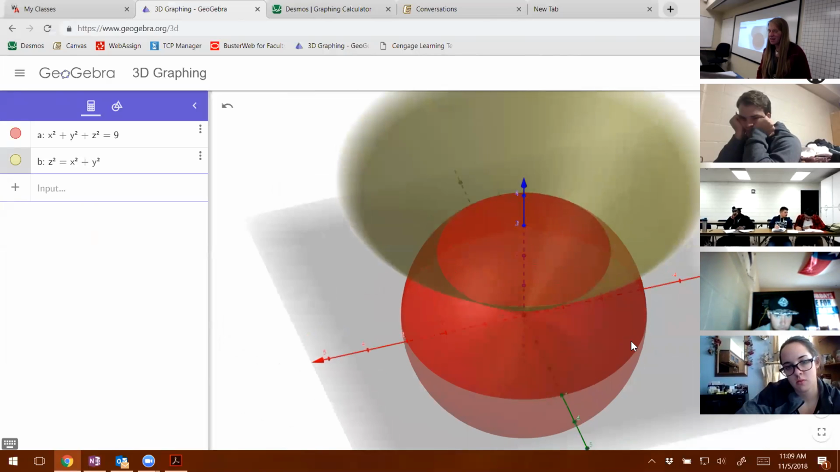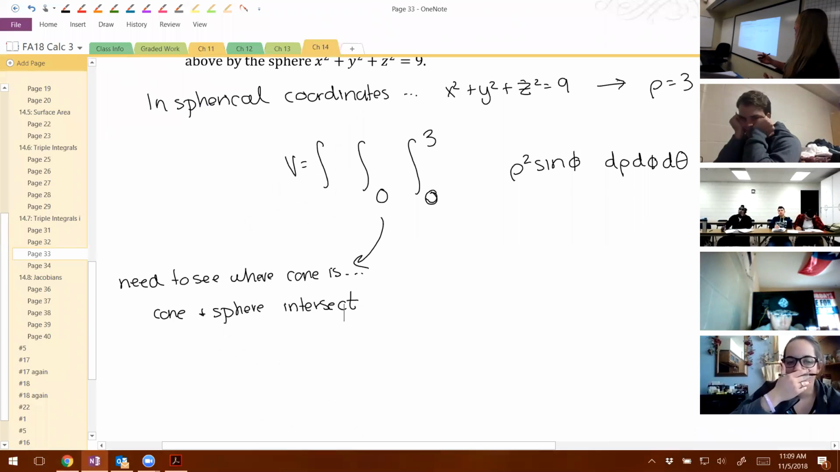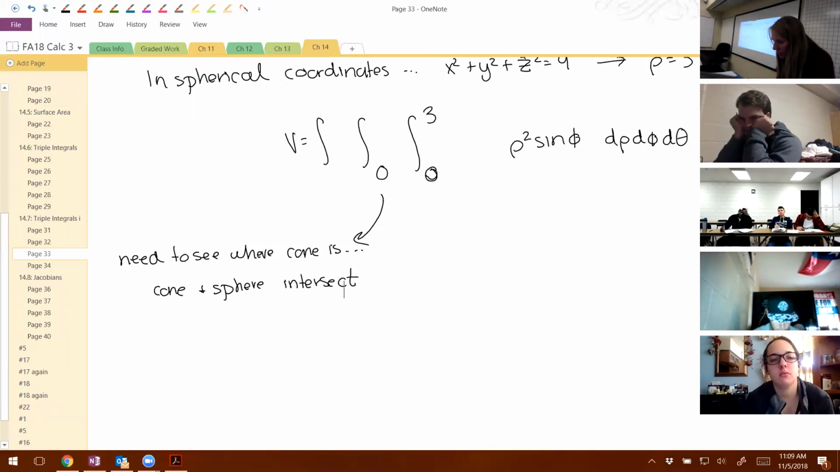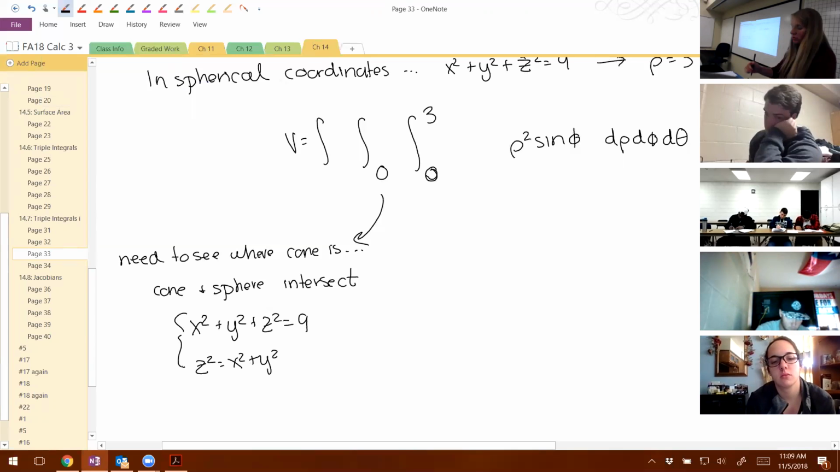But again, in spherical coordinates, we don't really care about the circle so much. That's not simple to work with here. Anyway, where these two things intersect: we've got x squared plus y squared plus z squared equals 9. We've got z squared equals x squared plus y squared. And we're not really solving this system because we've got two equations with 3 variables. We're trying to just rewrite this.